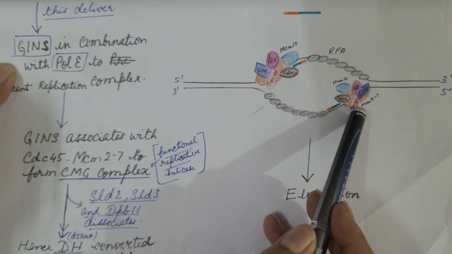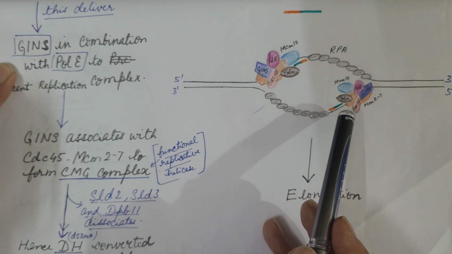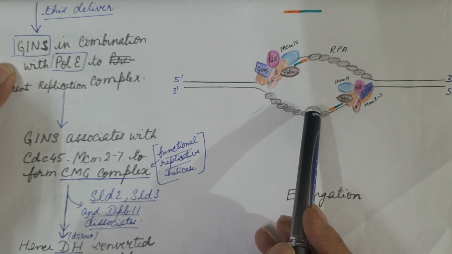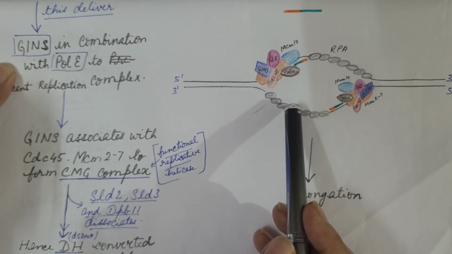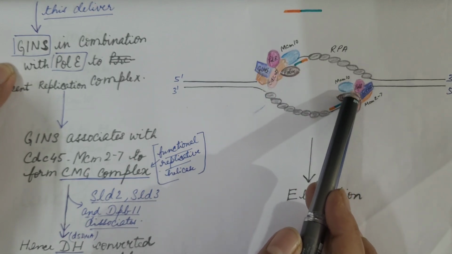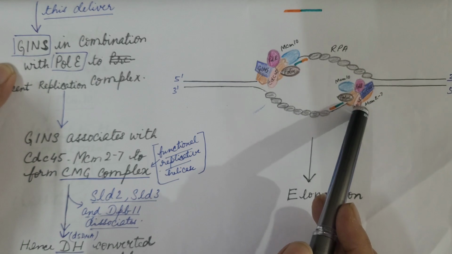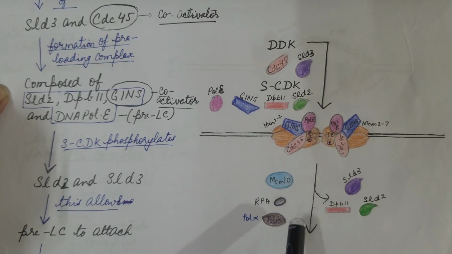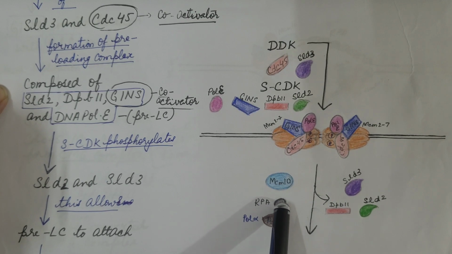CMG complexes. Since it is a functional replicative helicase, unwinding of the 2 strands of DNA takes place by breaking the hydrogen bonds between the bases. Now the CMG complex encircles single-stranded DNA. Also MCM10 associates with the replication origin, then it recruits RPA and DNA polymerase alpha with the help of CTF4.